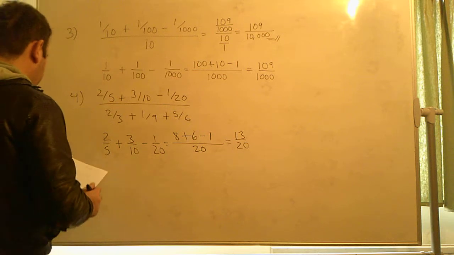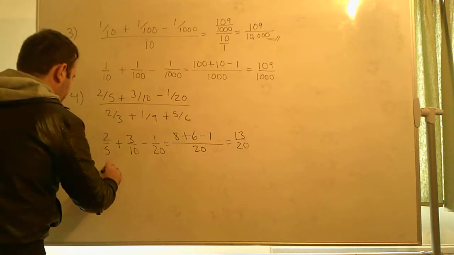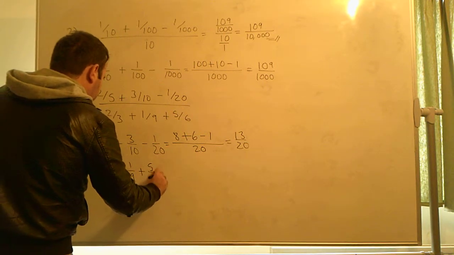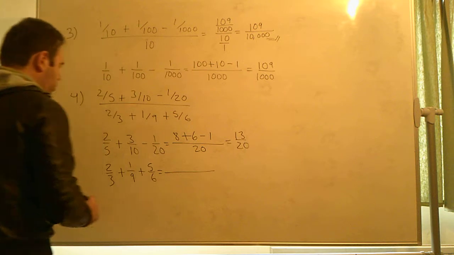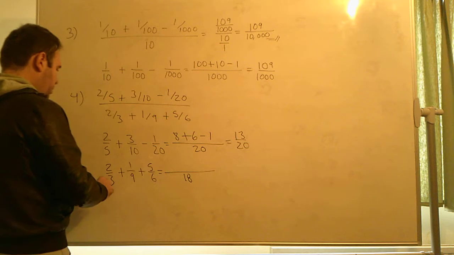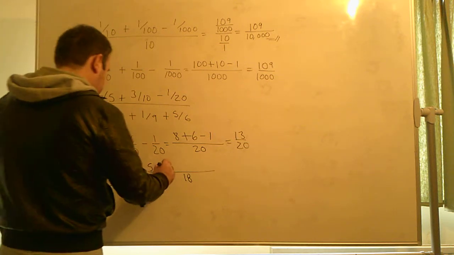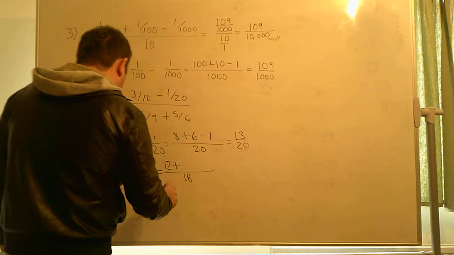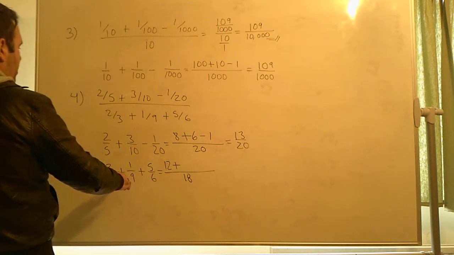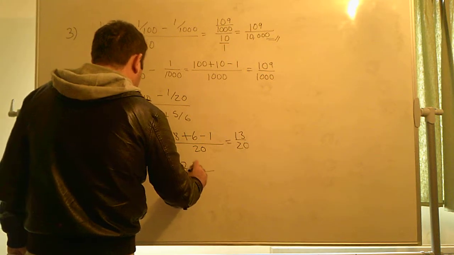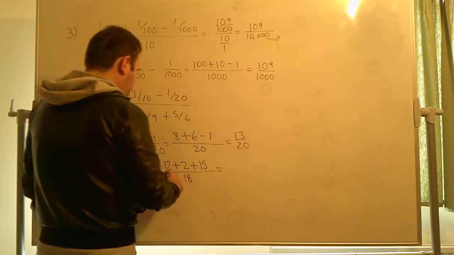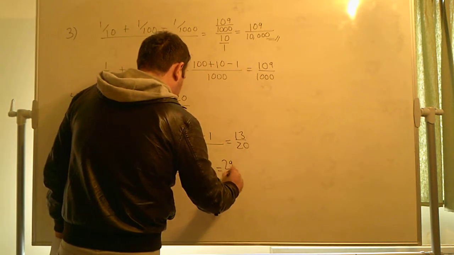And now we are going to carry on with the denominator. So 2/3 plus 1/9 plus 5/6. Here the least common multiple would be 18. So 18 divided by 3 is 6, times 2 is 12. Then 18 divided by 9 is 2, times 1 is 2, plus 18 divided by 6 is 3, times 5 is 15. Then this would be 29/18.